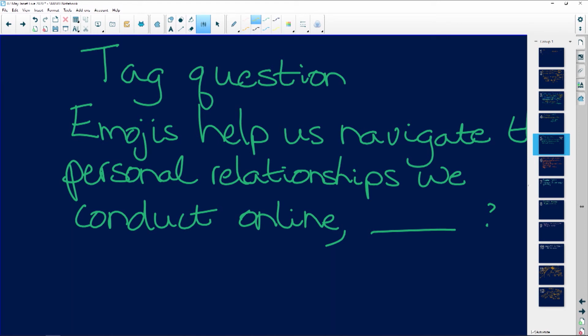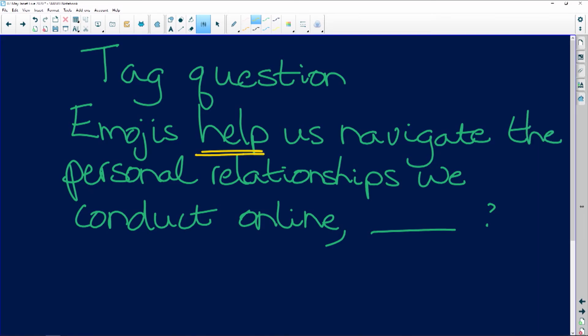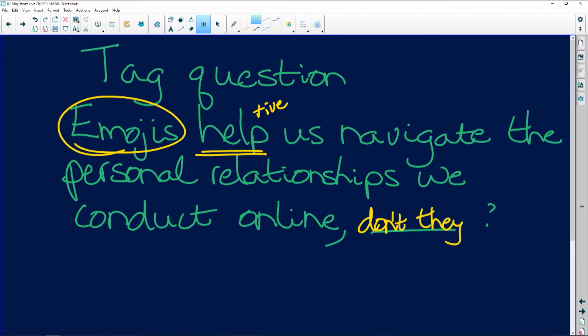Right, now we've got the tag question. So again, I need to know what is the problem. How do we form a tag? We start with the finite verb in the main sentence. Emojis help us navigate the personal relationships we conduct online. So they help, present tense. Now this is positive, so I need a negative tag, don't. And then I need a pronoun for emojis, they. So once again, I'd like a little bit more guidance as to what the problem is.